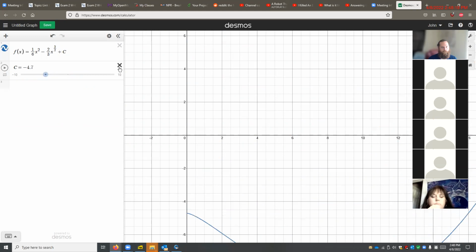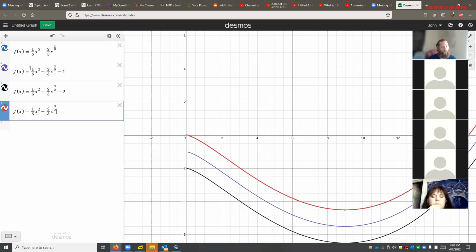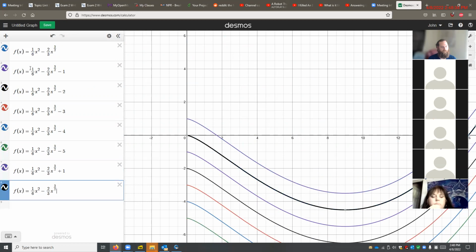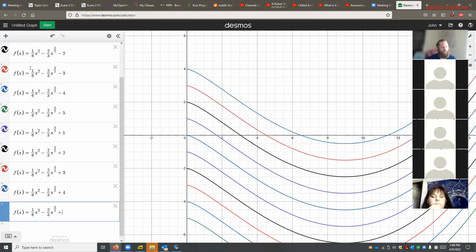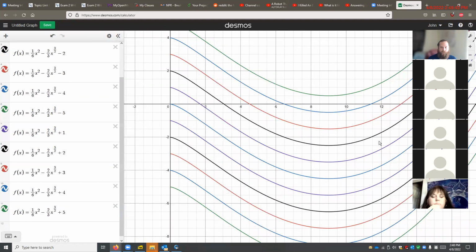So for different values of C, these are all the different curves that could fit that slope field. And then to pick out our particular one that was actually the solution to our IVP, it's sufficient to know the value of the function at one point.